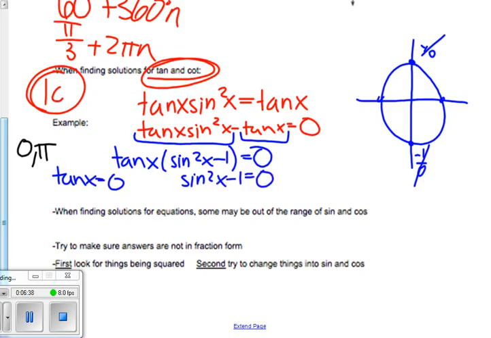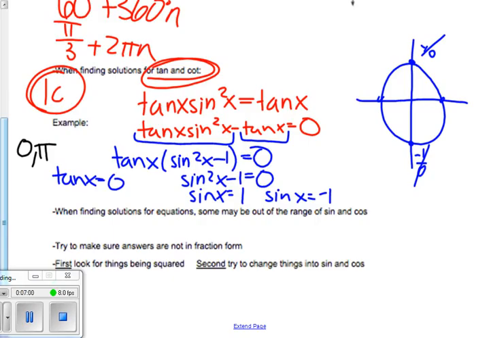And again, we're trying to find solutions. So we end up getting that sine of x is equal to 1 and negative 1. I did that by adding the 1 over, and then taking the square root. The square root of 1 is just 1, and when you take the square root, it's plus and minus, right?